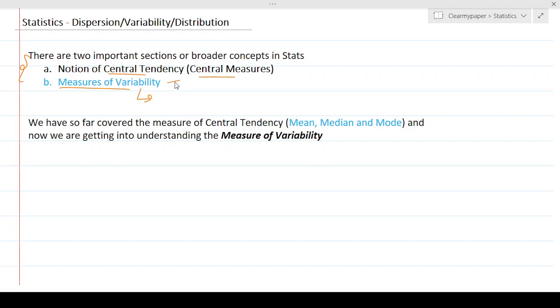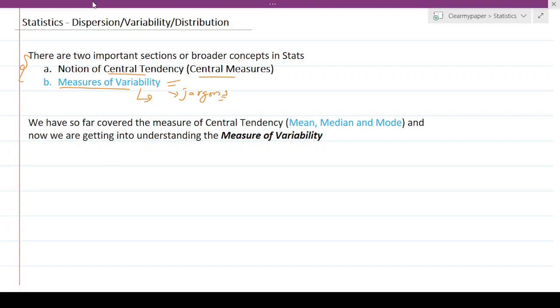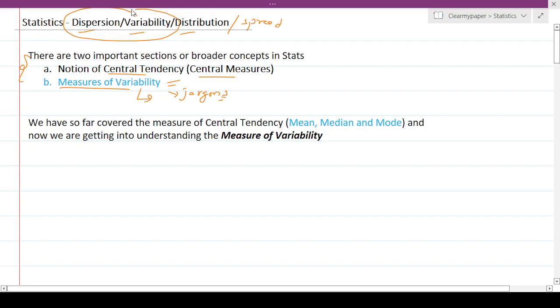There are different synonyms or jargons that are used. Like I said, statistics is all about using jargons to confuse people. The different synonyms used for variability are dispersion, variability, distribution, spread, and so on and so forth. But for the most part, variability and dispersion will be the ones frequently used in terms of talking about this terminology.